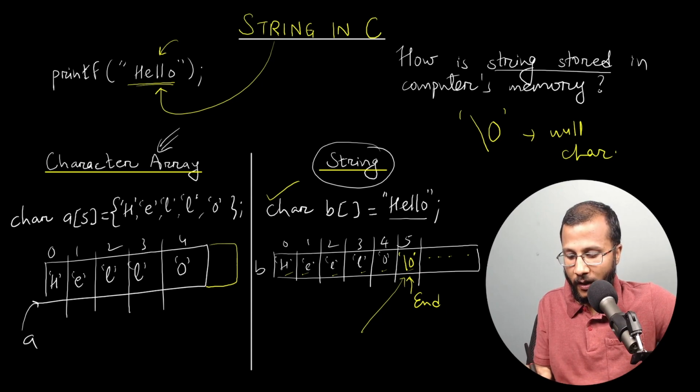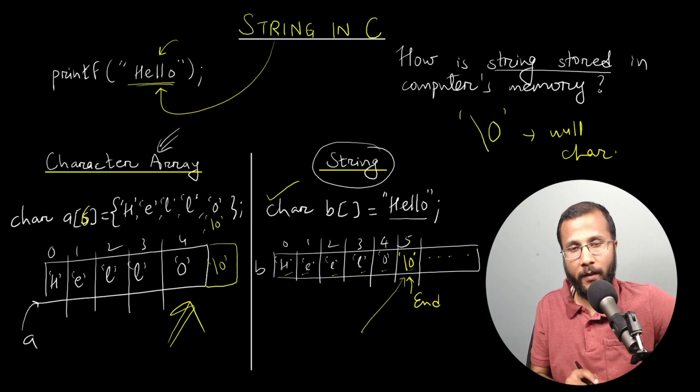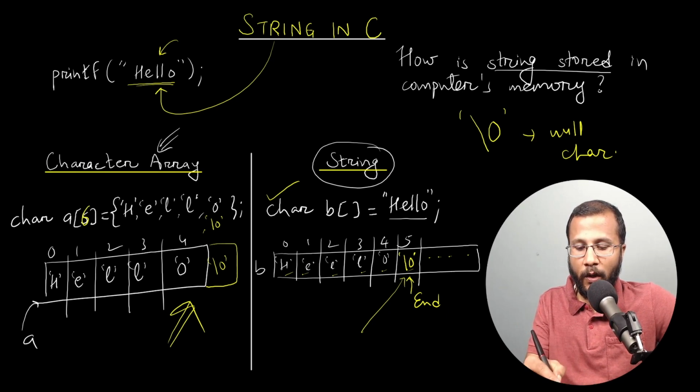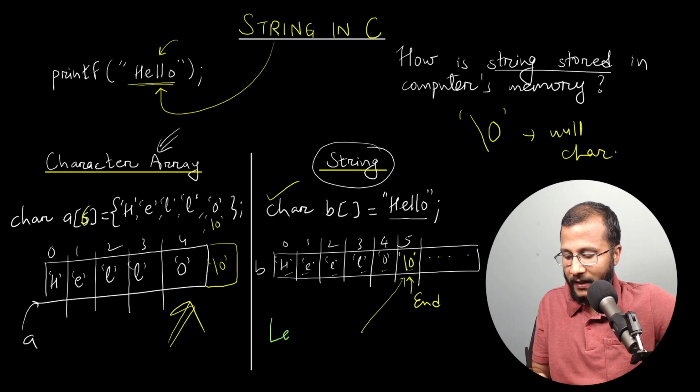But if I have one more character here, let's say I make the size 6, and here I write \0 at the end, enclosed in single quotes, now this becomes a string. This character array now becomes a string. Now there's one more concept, length. So what is the length of this string?